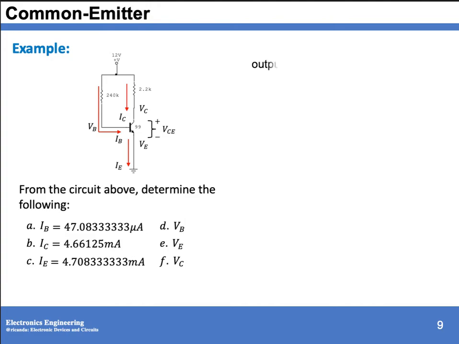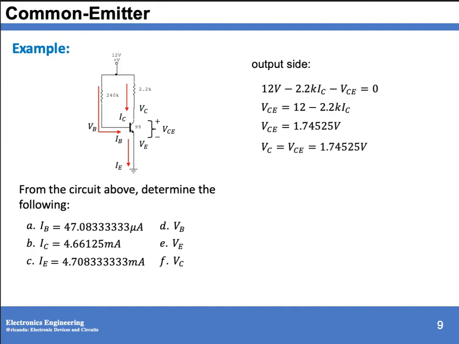Then at the output side, we have 12 minus 2.2K IC minus VCE equals 0. Solving for VCE, that is equivalent to 12 minus 2.2K IC. We know already IC, which is equivalent to 4.66125 milliamps. So therefore, VCE is equal to 1.74525 volts. And VC is equal to your VCE.